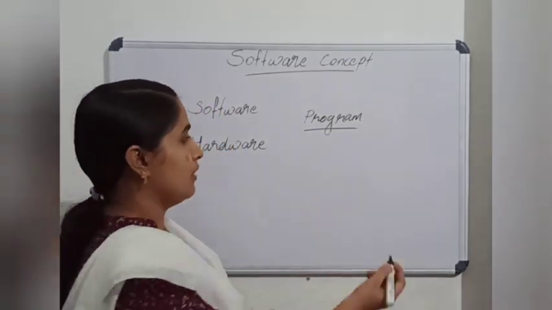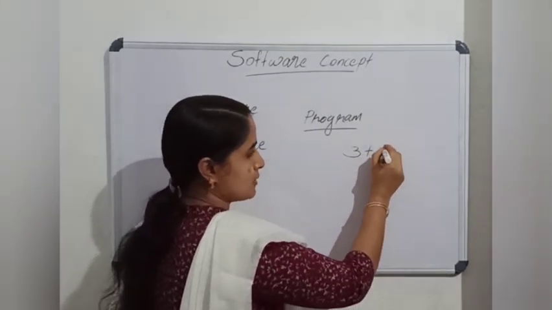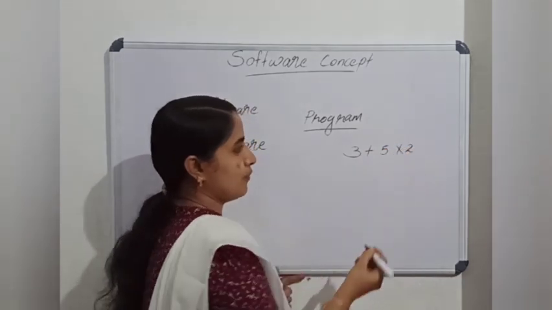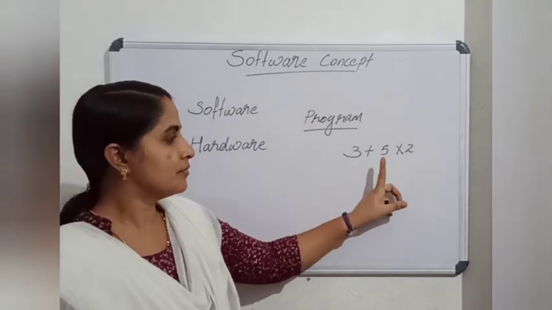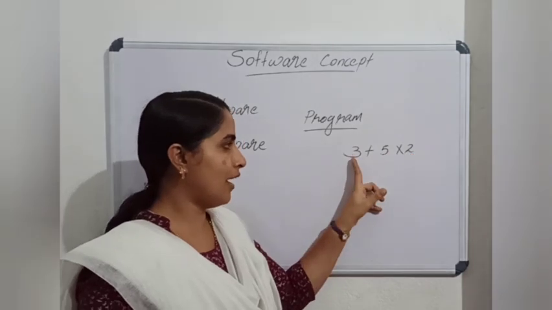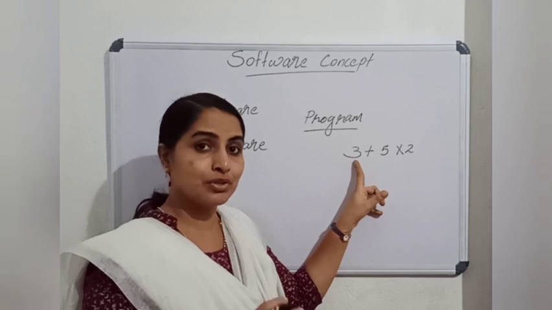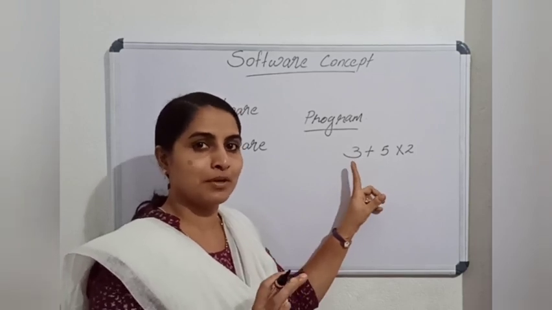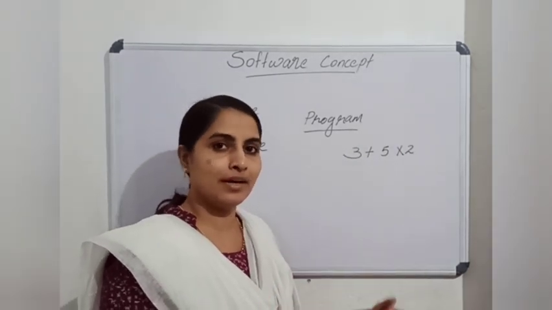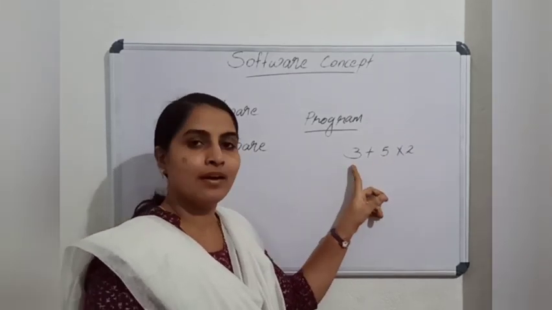For example, if I ask you to find the answer for this mathematical expression, 3 plus 5 into 2, what is the answer? You may do 5 into 2 first, right? Then add 3 with it. So the result is 10 only. Because you know how to do the mathematical operation, you may follow an order like BODMAS rule. First you give the priority to the multiplication, then only addition.